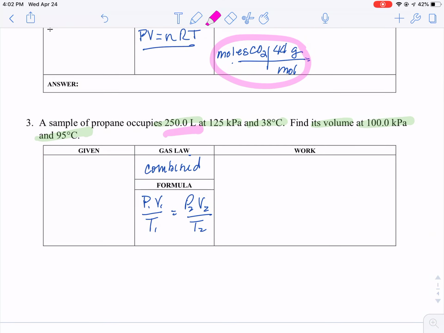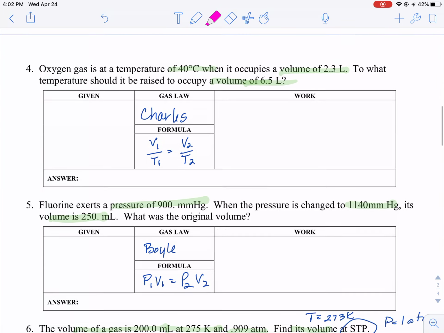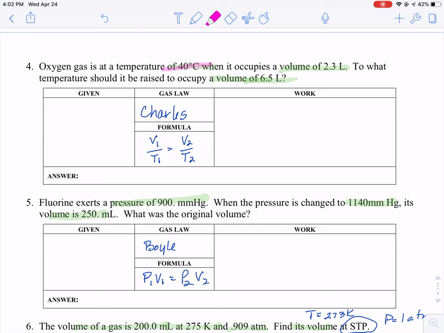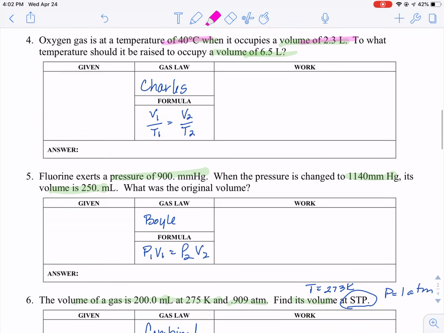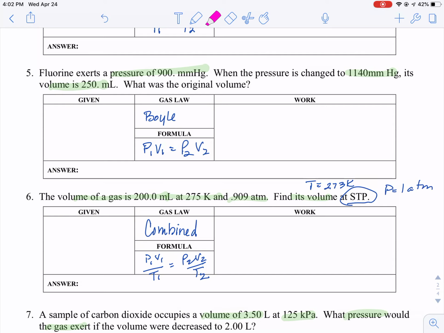Number 3, we've got liters and pressure and temperature, and then we're going to solve for a different volume, different number of liters. We still have temperature and pressure, so this is the combined gas law. Number 4, temperature and volume, so this is Charles' law. And again, pause it as you need. Number 5, pressure and volume, so this is Boyle's law.